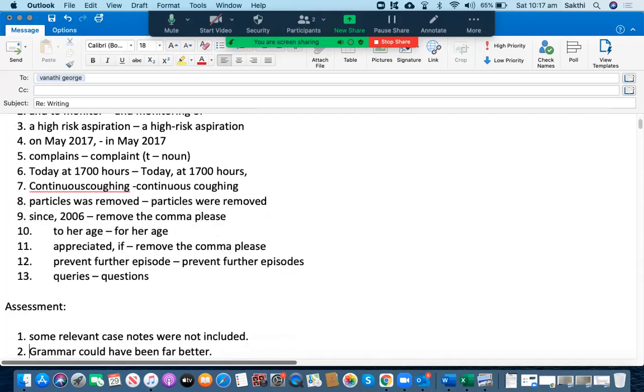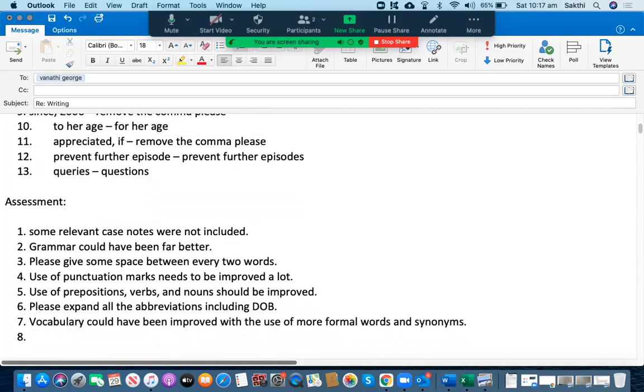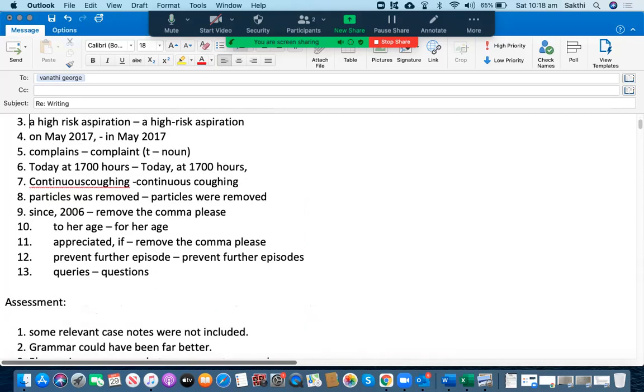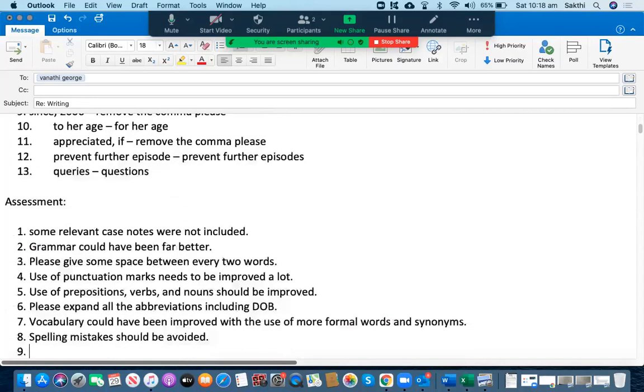And then spelling mistakes, okay? A couple of spelling mistakes. Spelling mistakes should be avoided, all right? That's not good. So you have committed, okay, I can take this continuous coughing as a spelling mistake as well, okay? And then compliance, that's wrong, okay? It must be compliant. Okay.